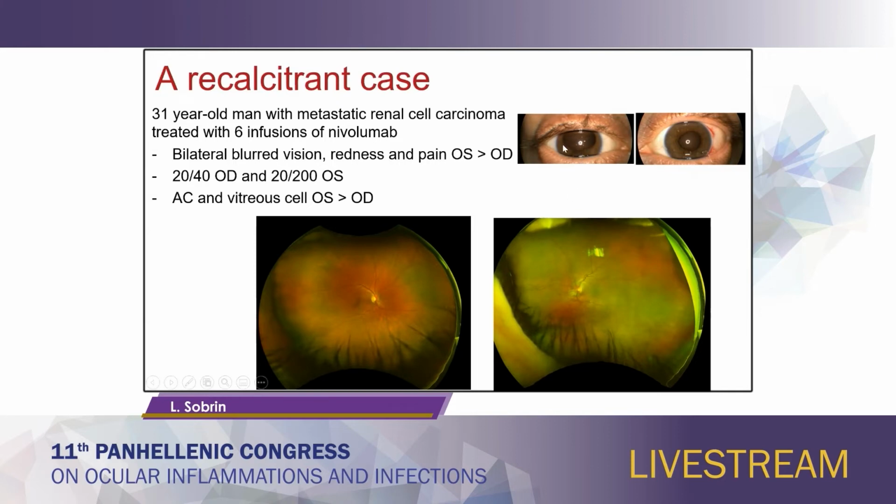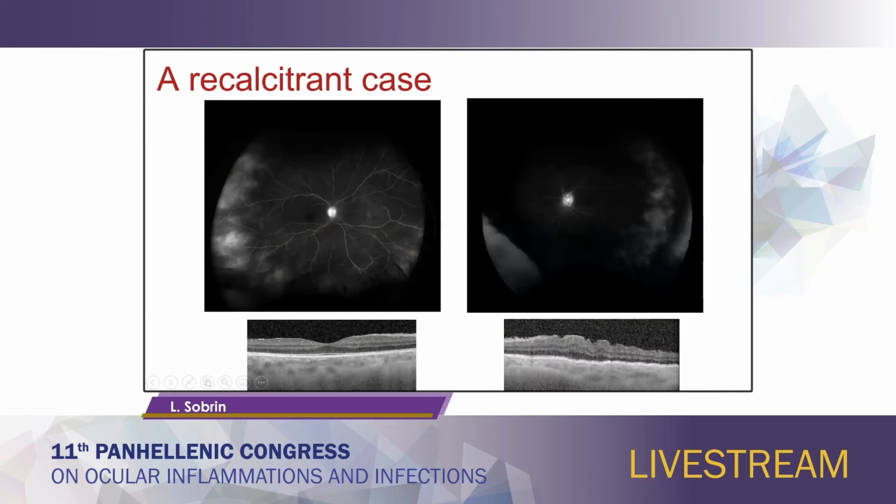You can see his panuveitis. You can see the synechiae clearly here. He had both anterior chamber and vitreous cell, which was worse in the left eye, and you can see there's also some optic nerve edema. On the angiogram, there was leakage from both discs as well as leakage in the periphery. And the OCT in the left eye showed macular edema.